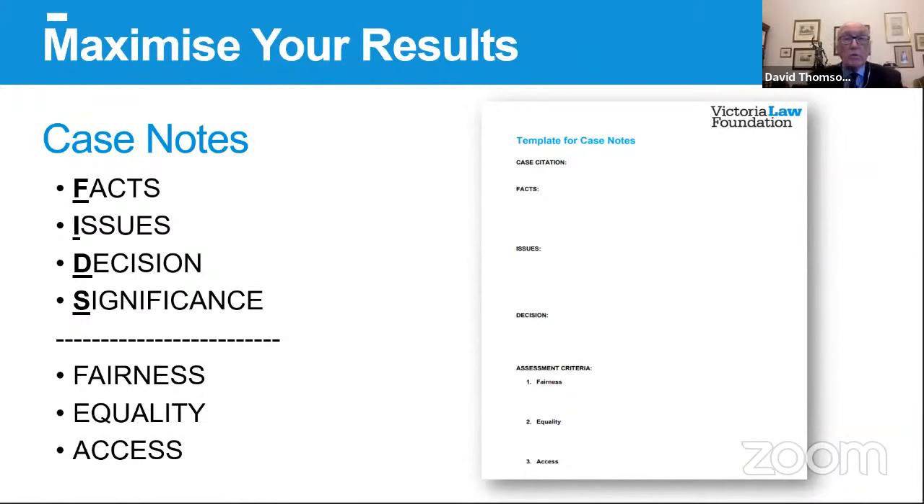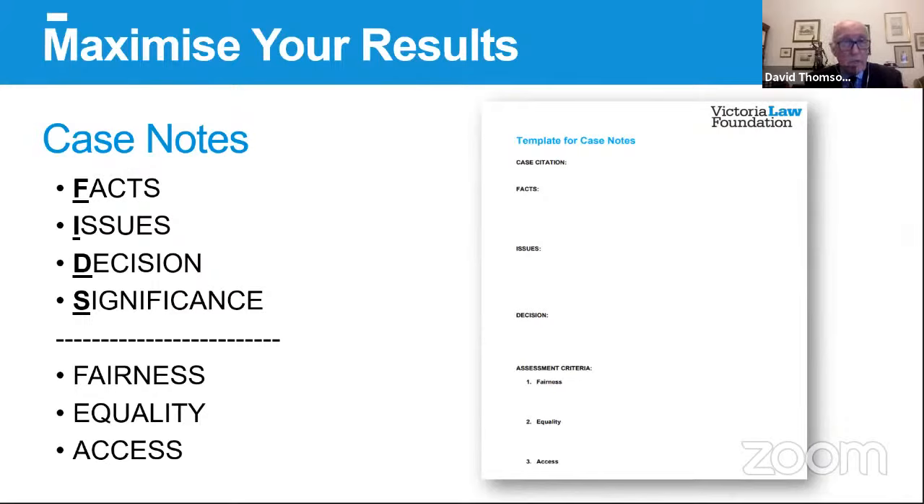Over the course of the year, you will have looked at a number of cases. I want to introduce you to FIDS. This is the way I made case notes when I was studying law a long time ago, last century. FIDS allows you to make notes about the facts of a case, in other words, what happened, who did what to whom for a case to come to court. The I stands for issues. What did the court have to unravel? What did the court have to look at, have to determine in order to reach a decision?